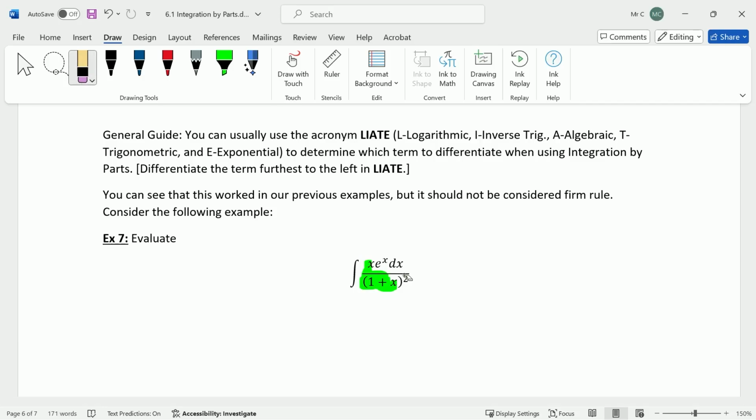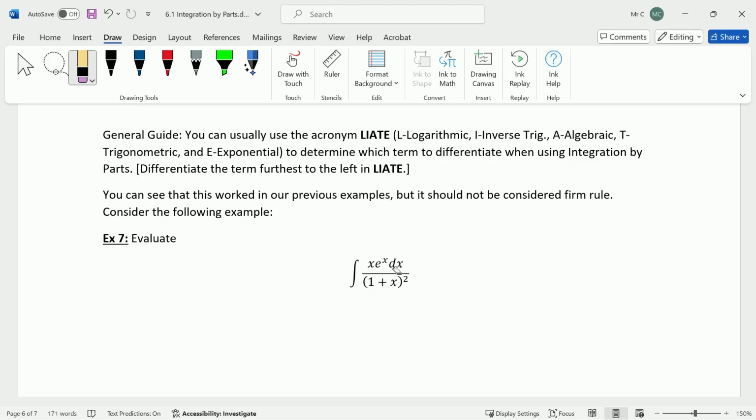So sometimes that's going to happen, even though LIAT is a nice, useful shortcut. That's why I didn't talk about LIAT prior to this point. I instead just talked about other ways to reason through how to pick u and how to pick dv, because again, LIAT isn't always going to work. So the main reasoning we think about is I want to pick u in a way that when I take my derivative, I somehow simplify the integrals I'm working with.